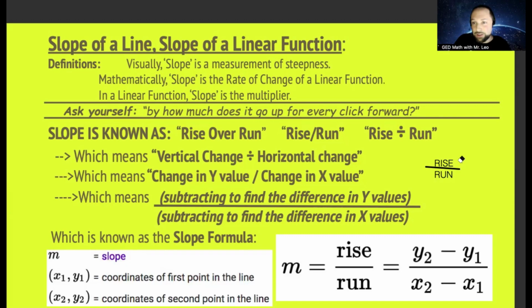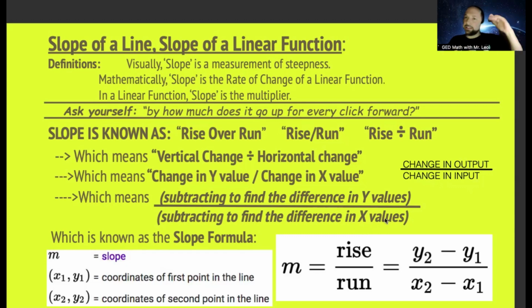This is that concept we talked about a minute ago. This is change in output over change in input. Rise over run is actually just determining how much the output changed compared to how much the input changed. Rise over run is the output difference compared to the input difference. This means subtracting to find the difference in y values. It's a little technicality. Come along. Subtracting to find the difference in y values over subtracting to find the difference in x values.